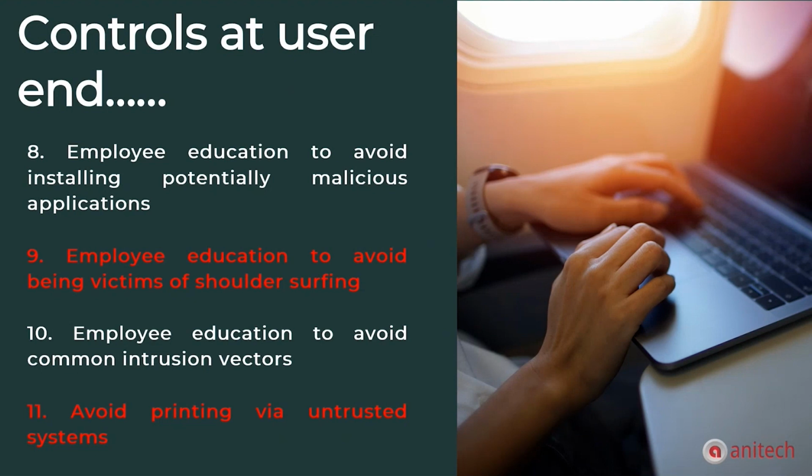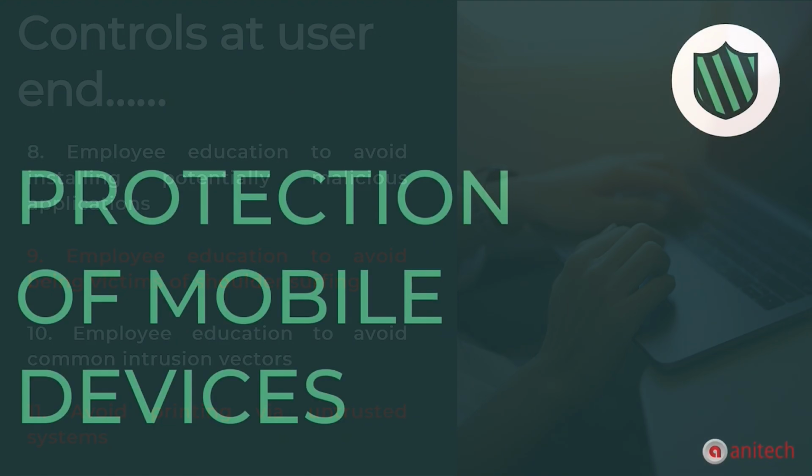The next one is employee education to avoid being a victim of shoulder surfing. We talked about this in the border crossing point. Very important, but trust me, this happens. Employee education to avoid common intrusion vectors and avoid printing via untrusted systems. Never print from an untrusted network or never print from an untrusted printer.